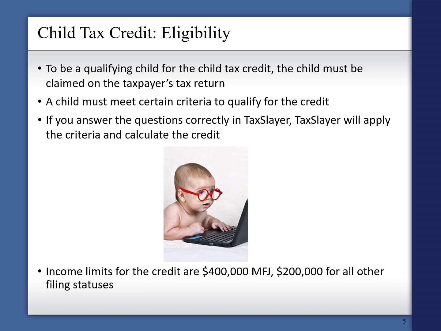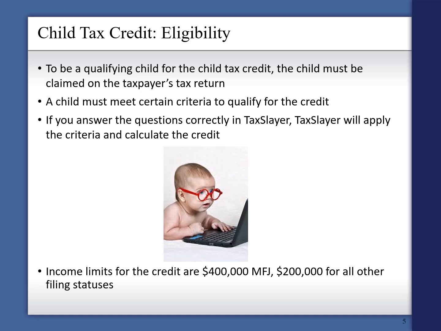To be a qualifying child for the child tax credit, the child must be the taxpayer's dependent and meet certain criteria to qualify for the credit. Ready for this list? Those criteria are: the child is under age 17 on December 31st of the tax year. Child is a U.S. citizen, U.S. national, or resident of the United States. The child must be claimed as a dependent son, daughter, adopted child, stepchild, eligible foster child, brother, sister, half-brother or sister, stepbrother or sister, or descendant of any.